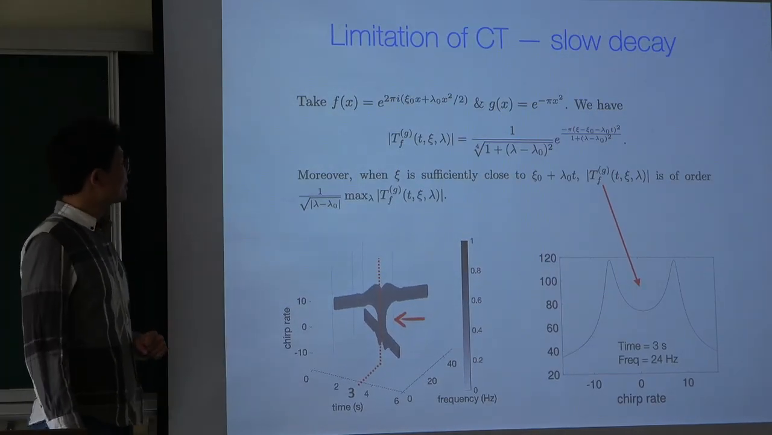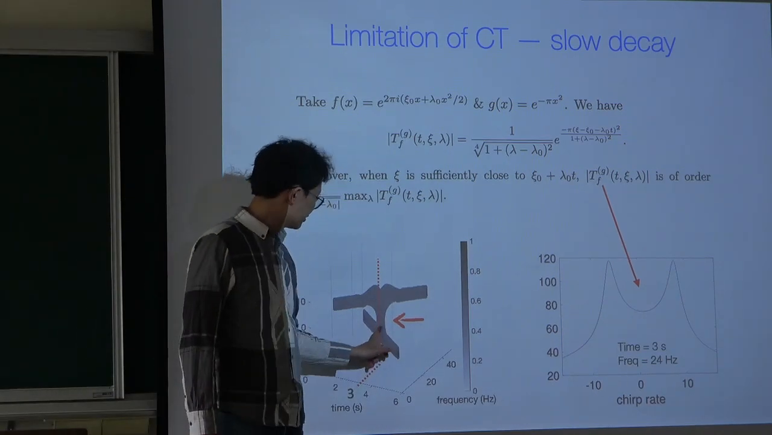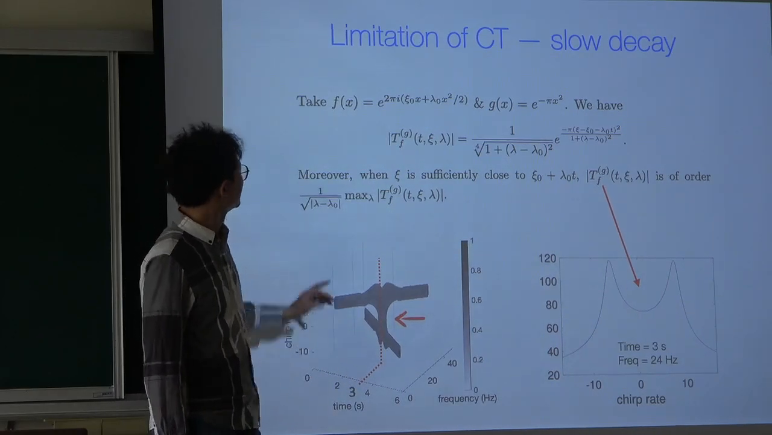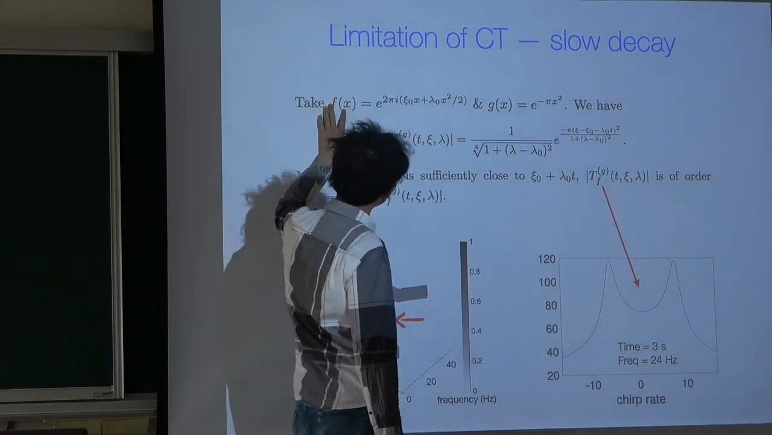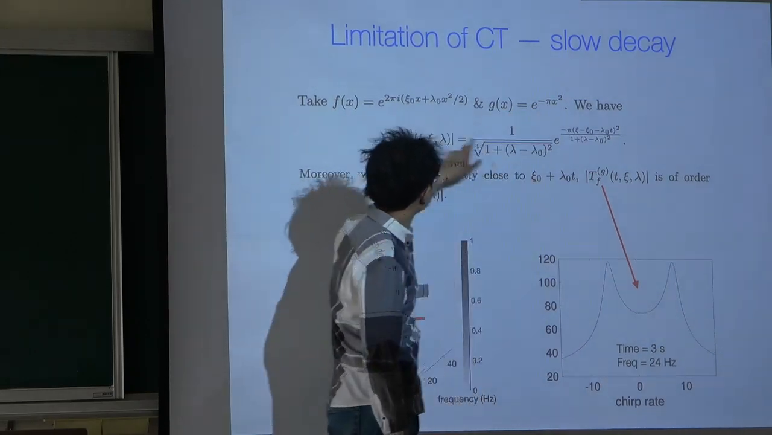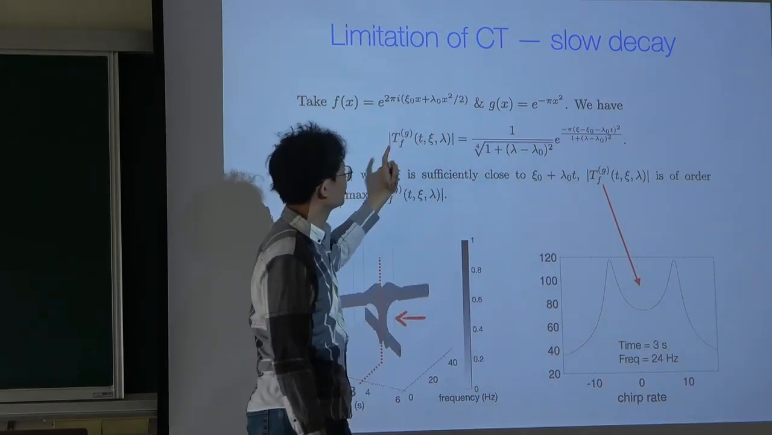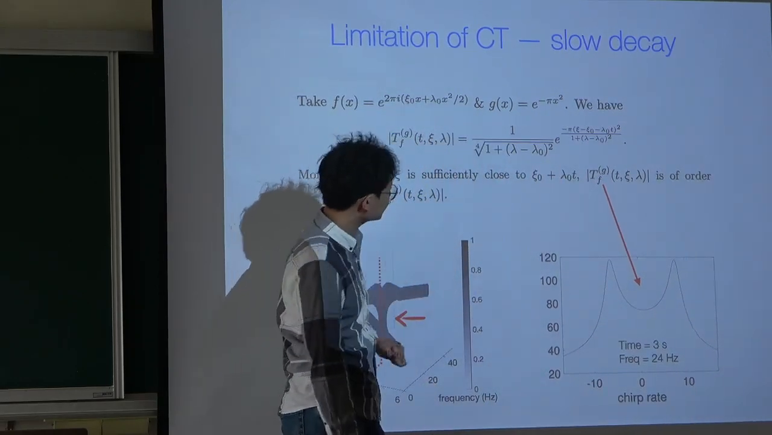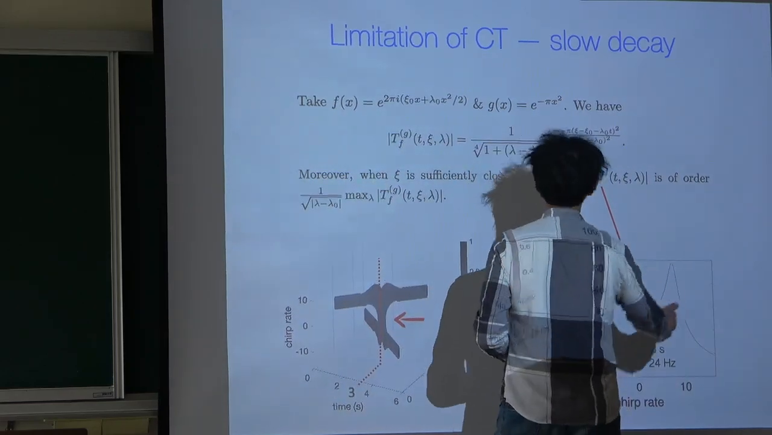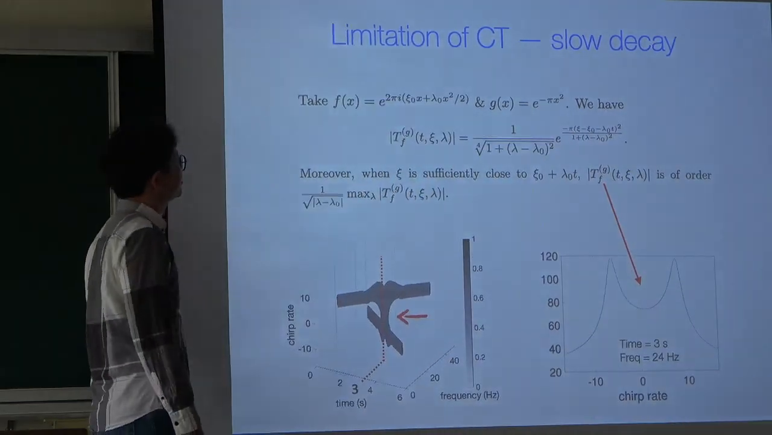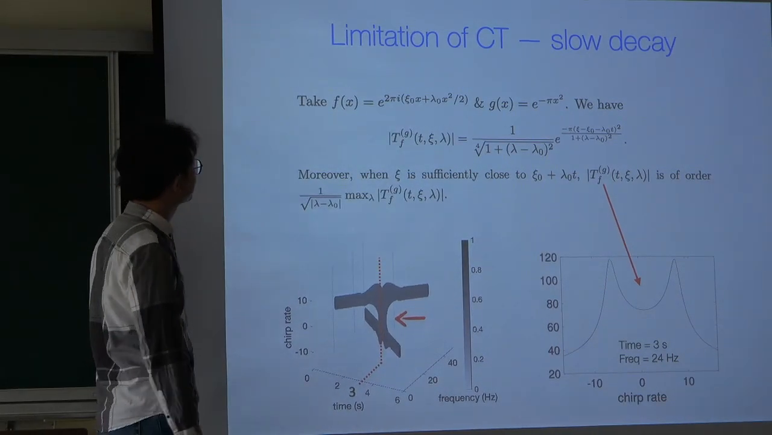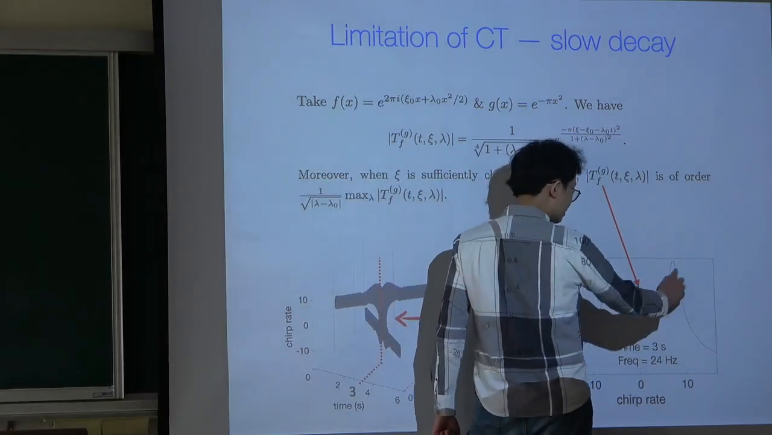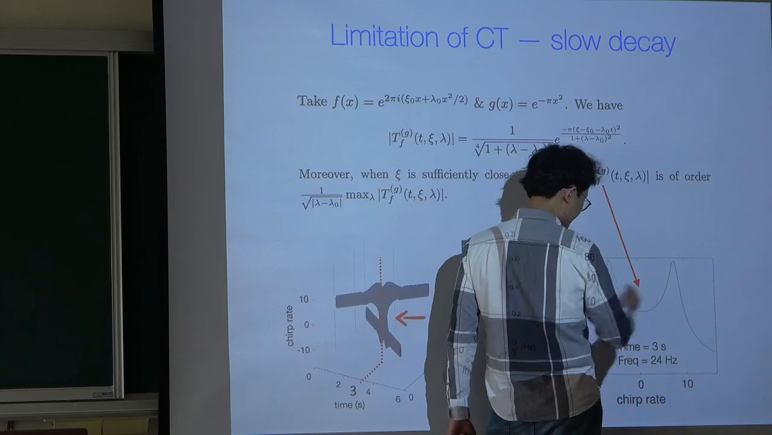The main limitation, as I mentioned before, is this interference. And this interference comes from something very precise. For example, if you take f, a function, and g, a Gaussian function, you can precisely do the calculation of the Chirplet transform, and that is how it looks. You see that there will be a lot of interference. And this interference is not very easy to identify, because it is hard to use a threshold or anything.